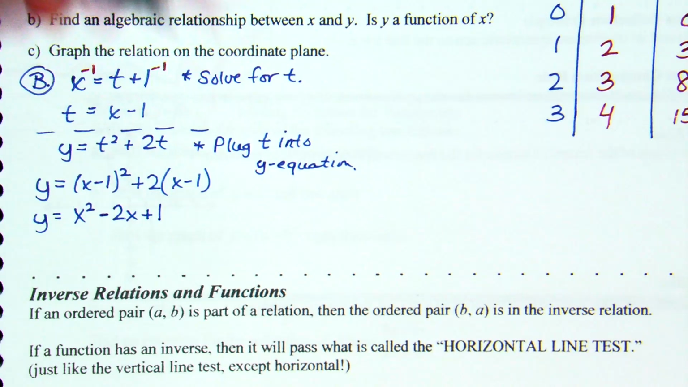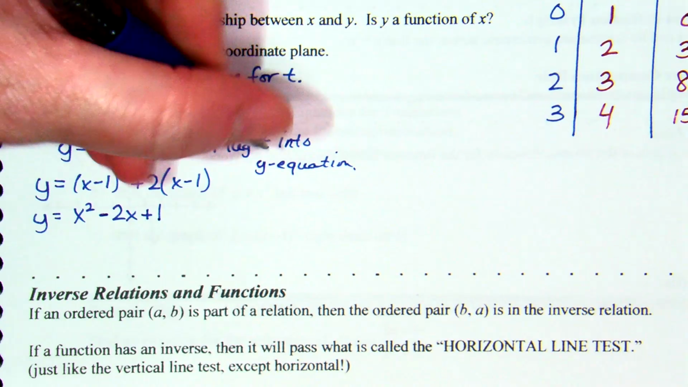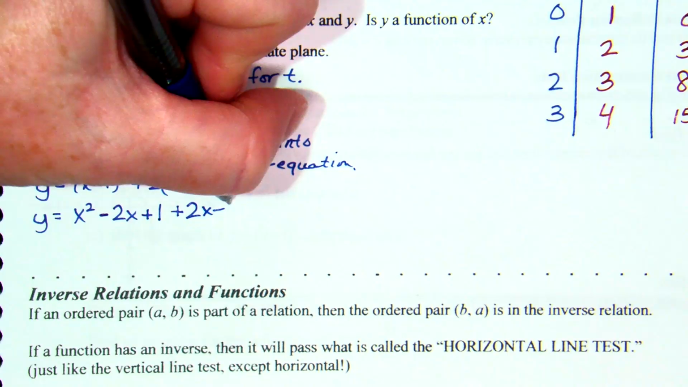Try again. Nope. 1 times 1. Plus 1. The math mistakes are spreading. And so that was x minus 1 quantity squared, right? And by all means, write it out better if you need to. And then the 2 times x minus 1 becomes plus 2x and minus 2.